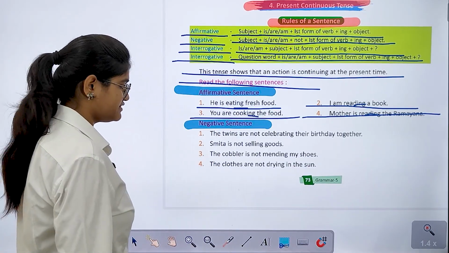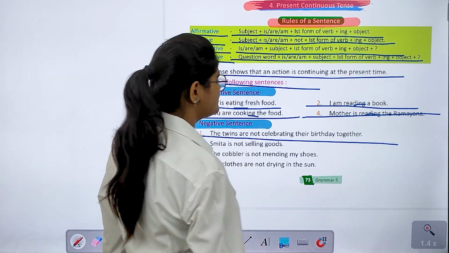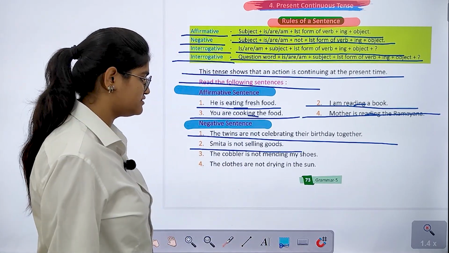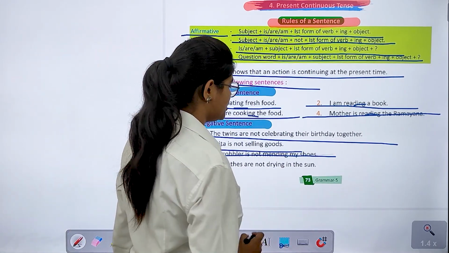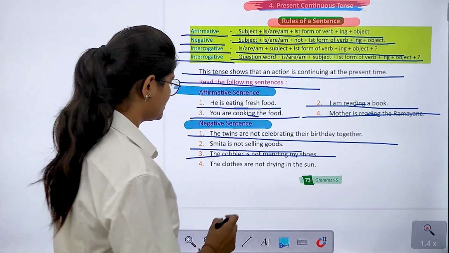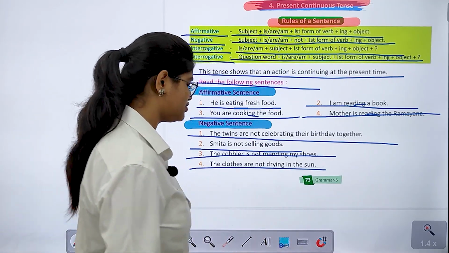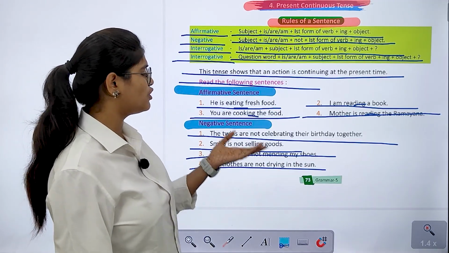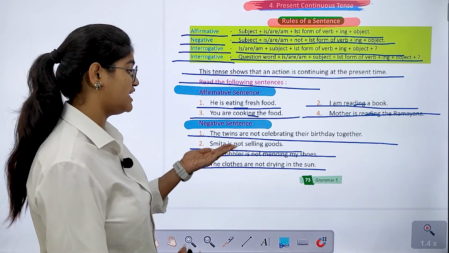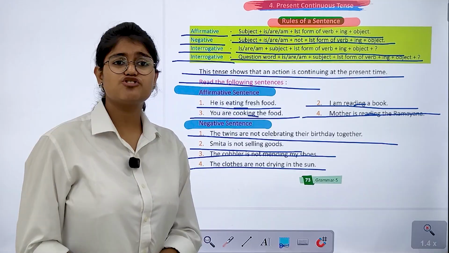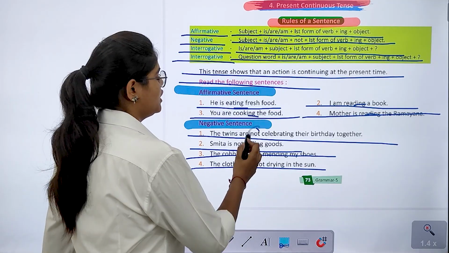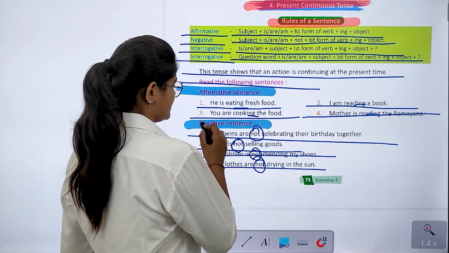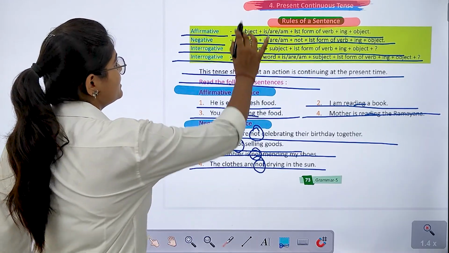So what is negative sentence? The twins are not celebrating their birthday together. Sita is not selling goods. The cobbler is not mending my shoes. And the clothes are not drying in the sun. Right? As you can see, the formation is almost same as we have added ing to the verb form also. Just the thing is that we have added not to the sentences as they are the negative sentence. Right? Now let's move ahead.